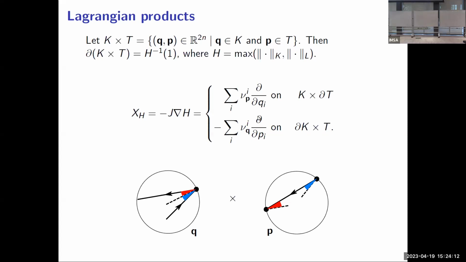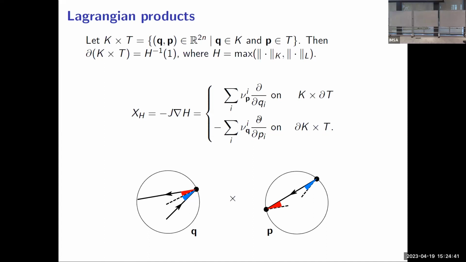So you see that the reflection in K is determined by the geometry of T, and the reflection in T is determined by the geometry of K. So these are basically two generalized billiard trajectories that are intertwined. In the case that you have two disks, there are exactly two billiard trajectories. So you see that the Reeb flow on the boundary of a Lagrangian product is basically given by generalized billiards.